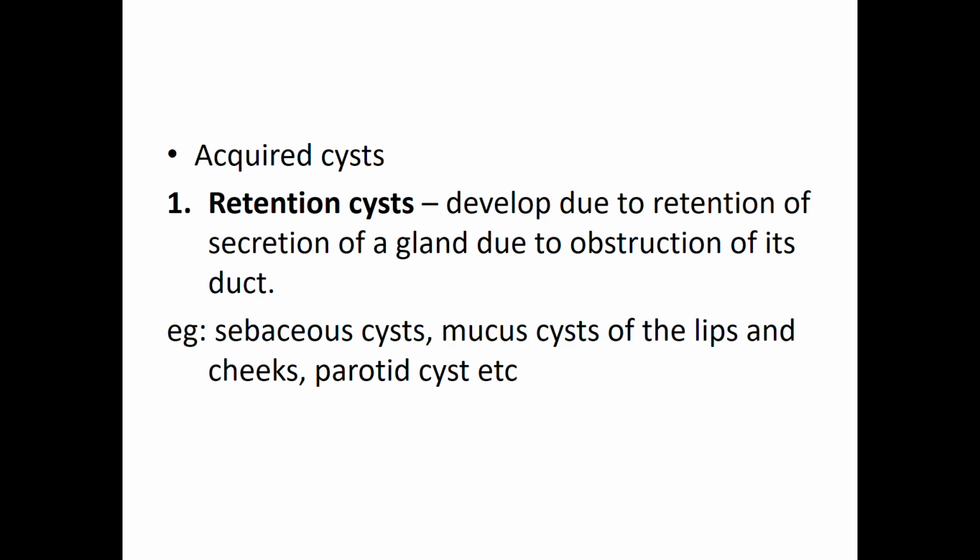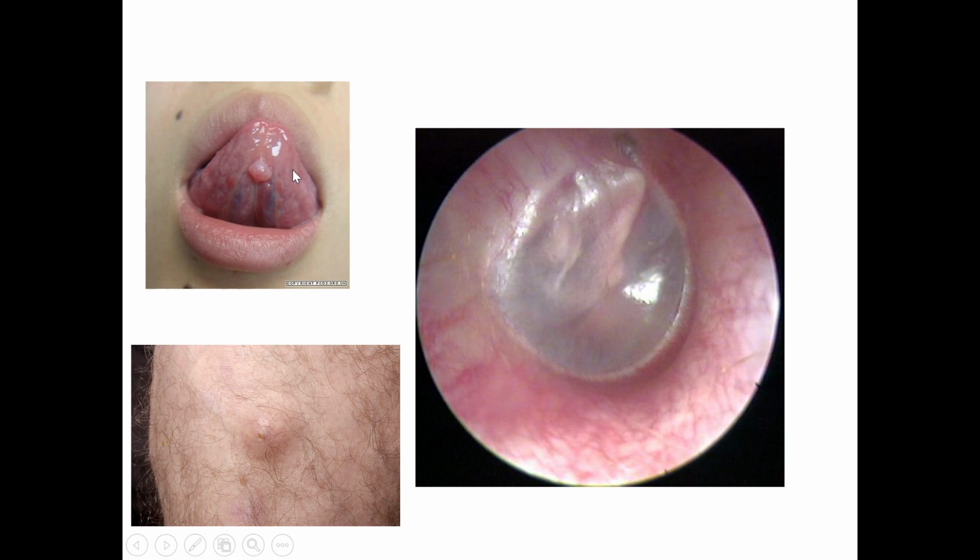The next variety is the acquired cyst. Now, acquired cyst has a lot of types. The first variety is a retention cyst. Now, what happens here? It is usually associated with the glands. The glands have a function of secreting something. So if there is an obstruction to the outlet of the secretion, this can lead to the development of a cyst. Okay, so the most common type of retention cyst is the sebaceous cyst. Other types are mucus cyst of the lips and cheeks, and the parotid cyst. So yeah, this can be the picture of the mucus cyst.